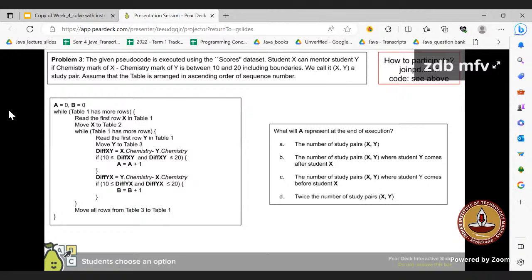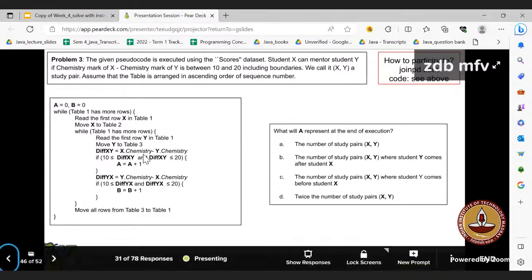Ma'am, X comma Y means Y is after. Ma'am, suppose that X and Y are in... Let me finish. See, here we are counting them as a pair. So we are just A and B. So both ranges are the same.